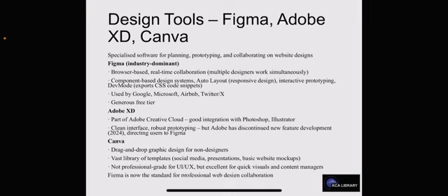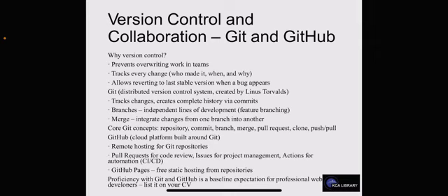Now let's look at Canva. Canva is drag and drop graphic design for non-designers. It has a vast library of templates, social media presentations, basic website mockups, and all. It is not professional grade for UI or UX, but excellent for quick visuals and content managers. Figma is now known to be the standard for professional web design collaboration.